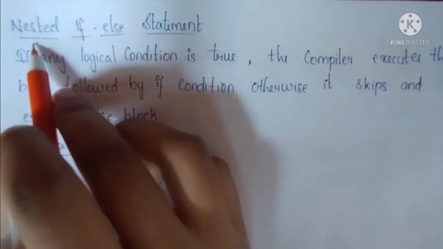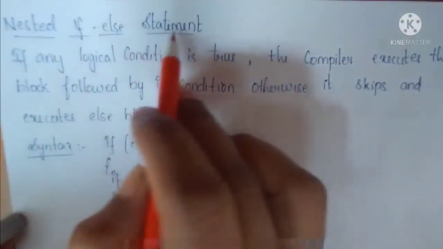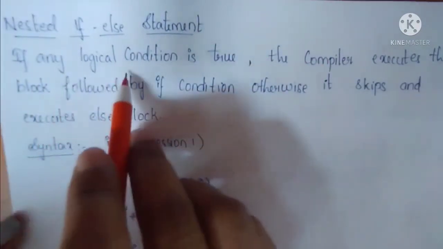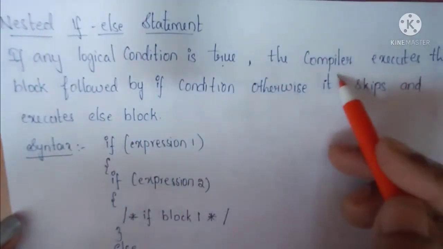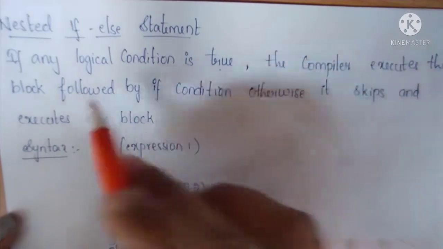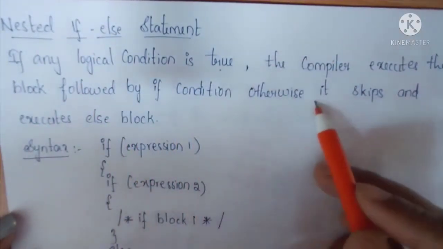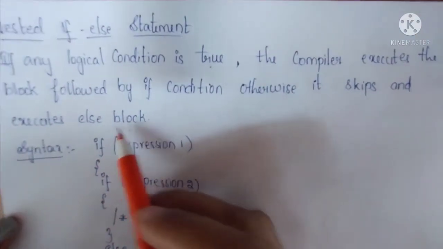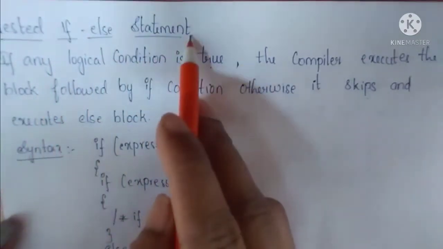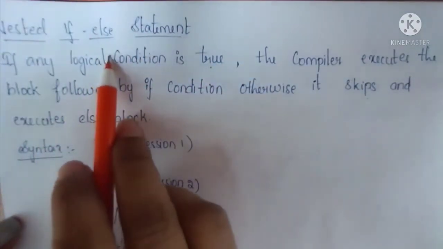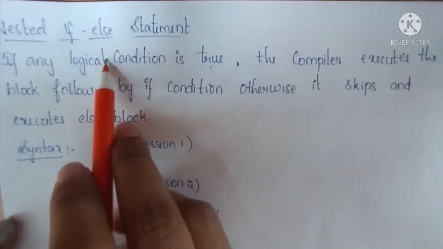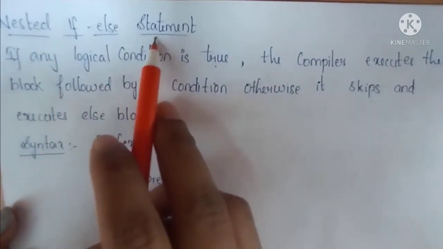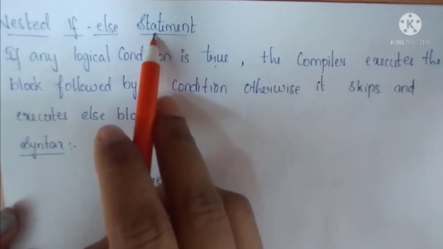Next, the third type in decision making is the nested if else statement. What is a nested if else statement? When any logical condition is true, the compiler executes the block following the if condition, otherwise it will skip and execute the else block. Simply put, a nested if else statement means that in one if else statement we are writing another if else statement.